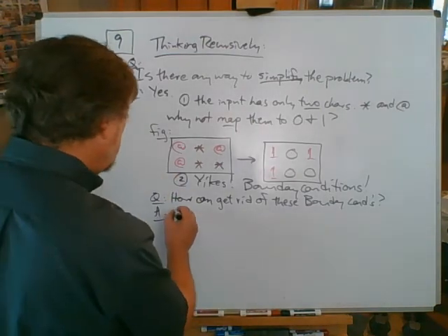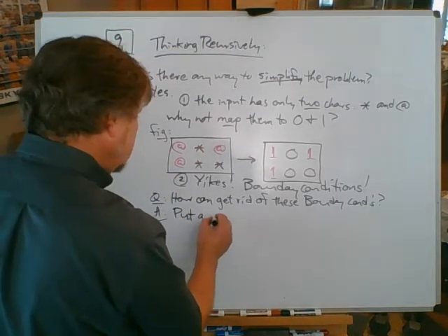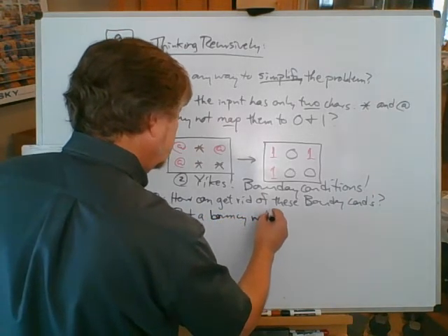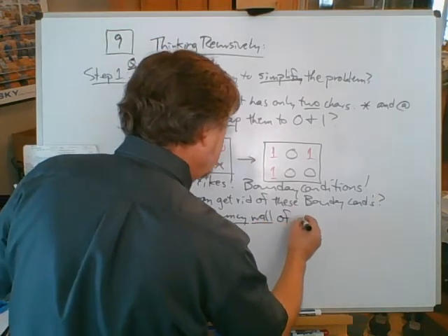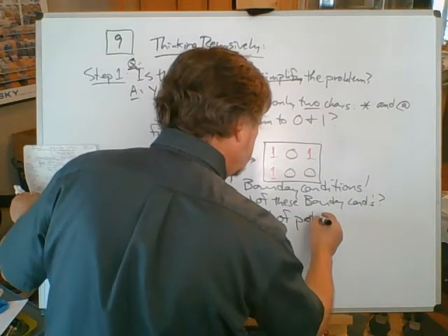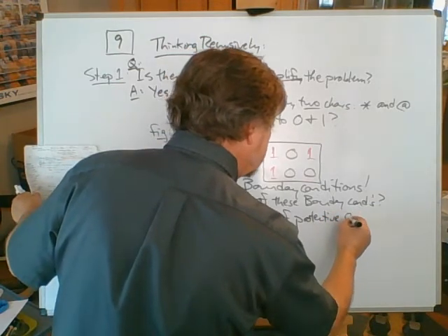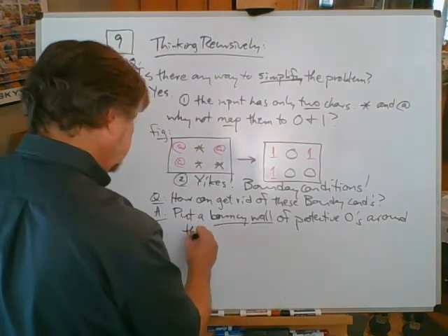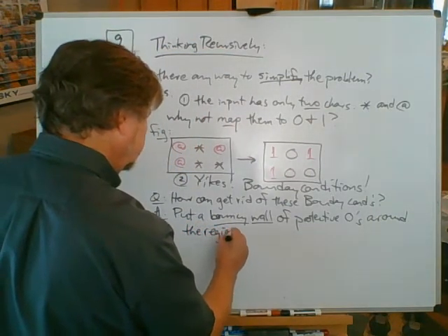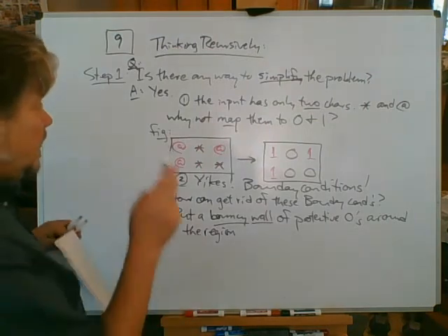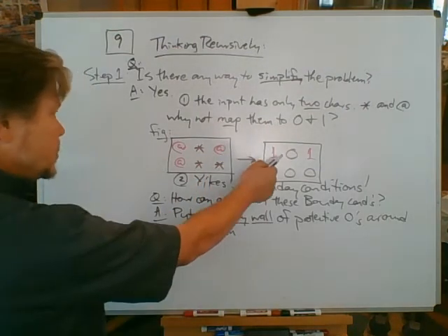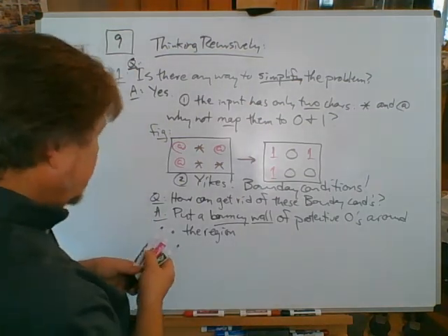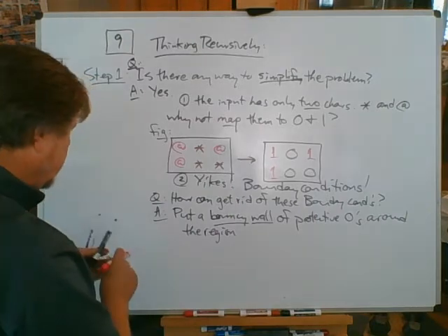Watch this. Put a, and this is my term, bouncy wall, B-O-U-N-C-Y wall. Bouncy wall of protective, P-R-O-T-E-C-T-I-V-E. Zeros around the region. Now, what on earth is that talking about? I'm going to start with this. I've got all these markers open. I'm going to see if I can juggle them. I'm going to start with that. That's my before picture now for my fig.